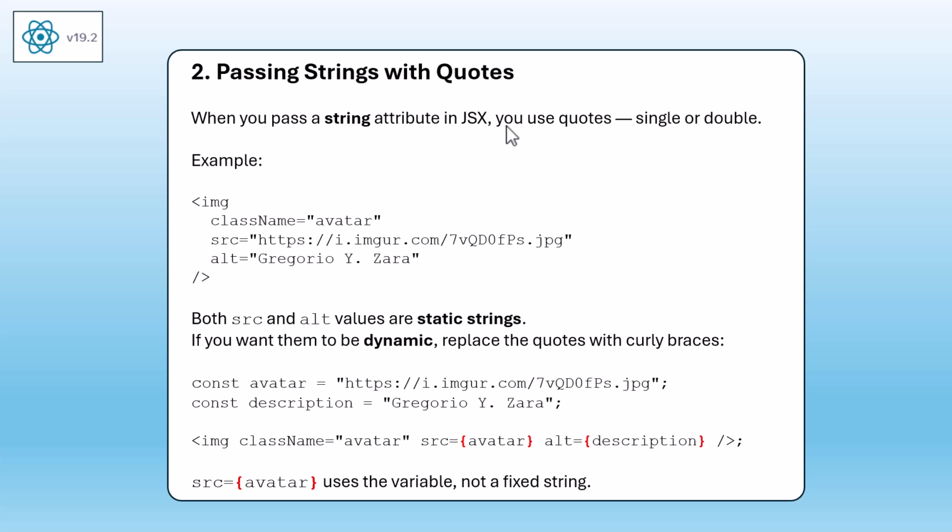However, when you want to make those values dynamic, perhaps loaded from a variable, an API, or user input, you replace the quotes with curly braces. React then reads the variable or expression and uses its value instead of a fixed string. Some attributes stay in quotes because they're constant, while others use curly braces because they depend on data.